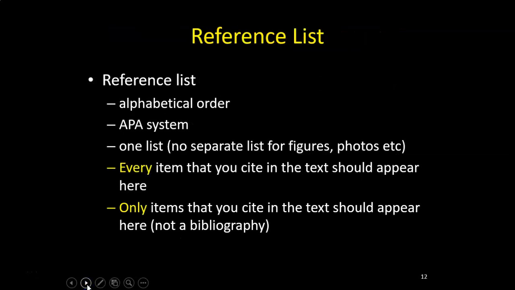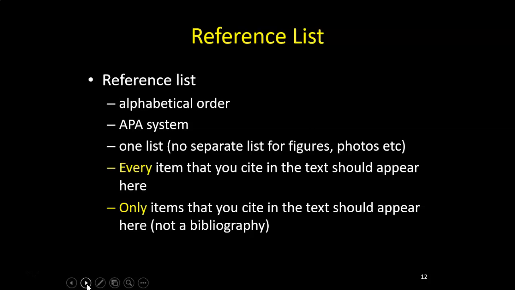The final section of the report is a reference list. The reference list uses the APA referencing convention that we use at Sheffield Hallam, and it's the most common referencing system internationally. So your reference list should appear in alphabetical order by author. If there isn't an author, it's by the name of the organisation that published the report or the paper.